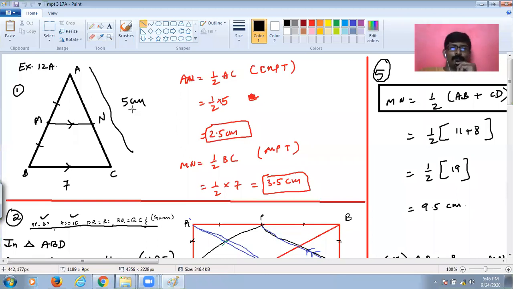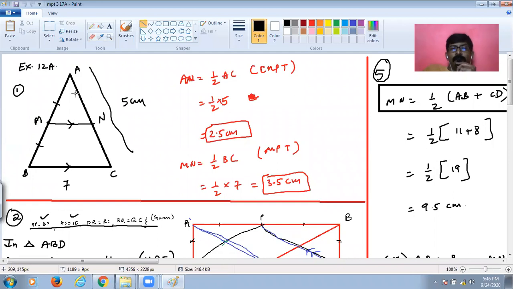The solved examples. Yes. So can someone read this exercise 12A, sum number 1? In a triangle ABC, M is a midpoint of AB and a straight line through M and parallel to BC cuts AC at N. Find the lengths of AN and MN if BC is equal to 7 centimeters and AC is equal to 5 centimeters. Okay, so we have to calculate the length of AN or NC, and we also have to calculate the length of MN if BC is given as 7.